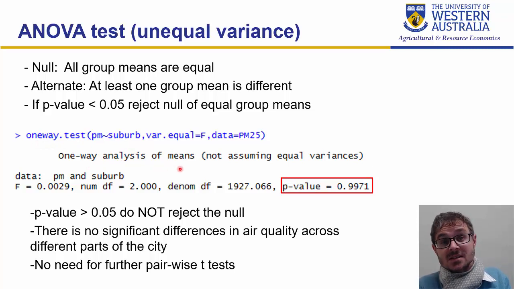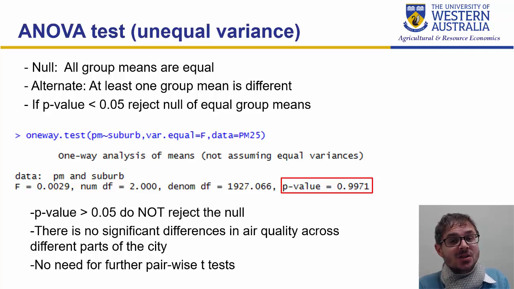It's a one-way analysis of means, not assuming equal variance. And I look at my p-value, and my p-value is above 0.05. So I do not reject the null that all the group means are the same. There is insufficient evidence to conclude that there are differences in air quality across different parts of the city.